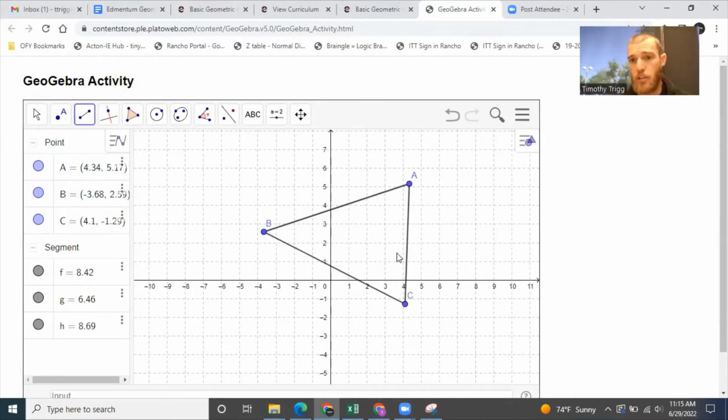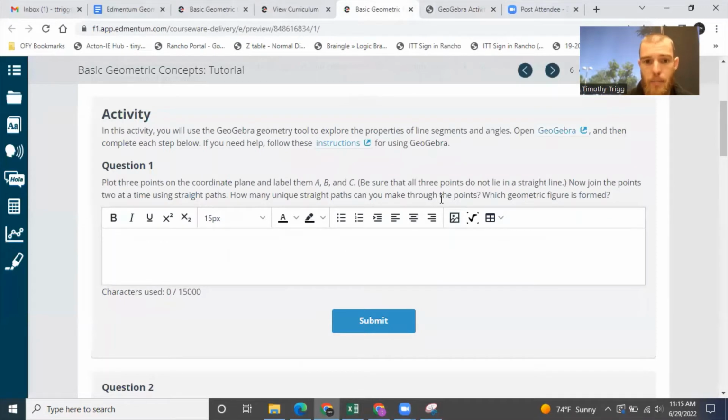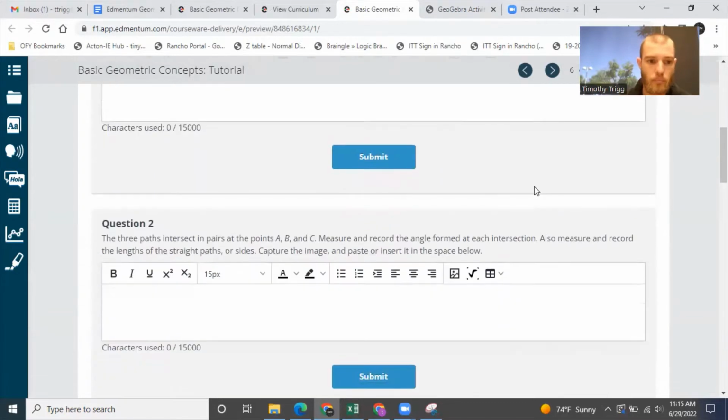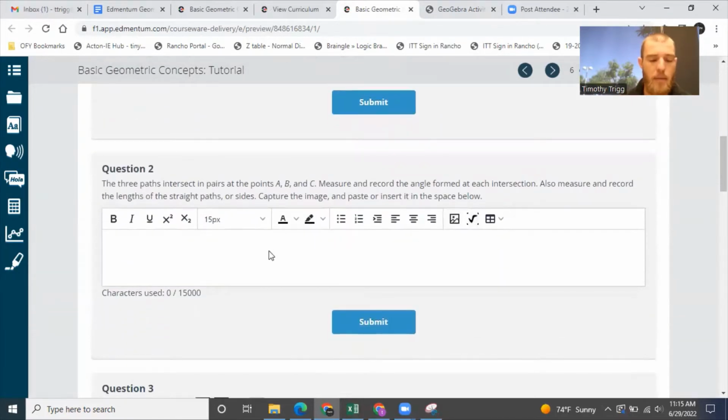So what figure is formed? Well, hopefully you recognize that that is a triangle, okay? So what you want to state here is we were able to make 3 straight paths, which formed a triangle, okay? So a triangle is made up of 3 segments, essentially. 3 connecting segments makes a triangle.